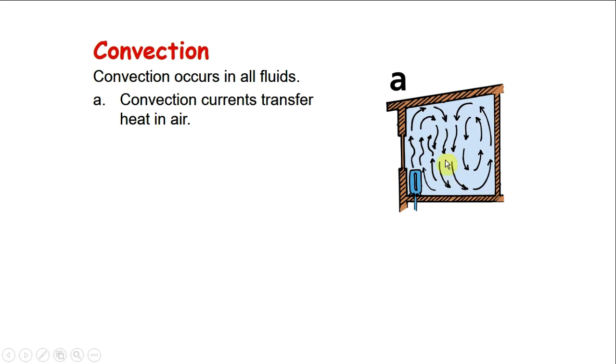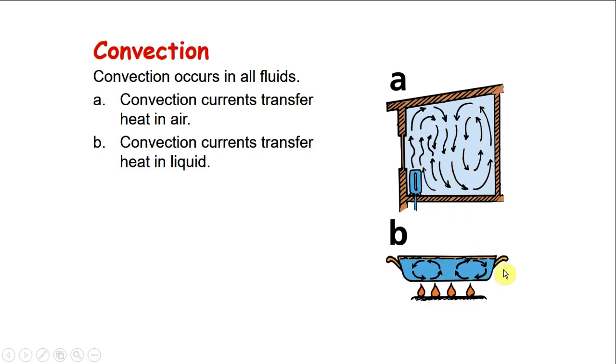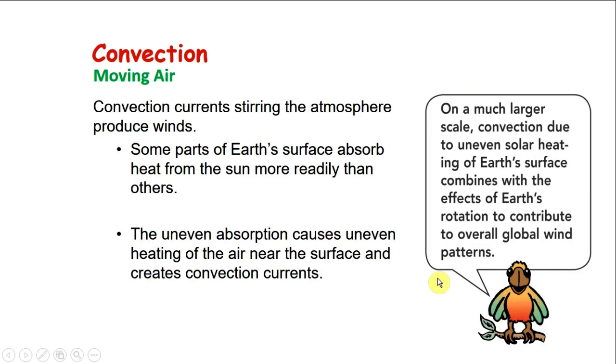This is a picture of convection currents transferring heat in air. So as air heats, it expands, it goes up, and colder air comes down, and so on. The process will continue. The same thing happens in liquids, like in water. While boiling water, convection currents will transfer heat in liquids.